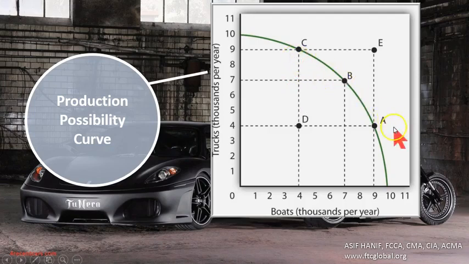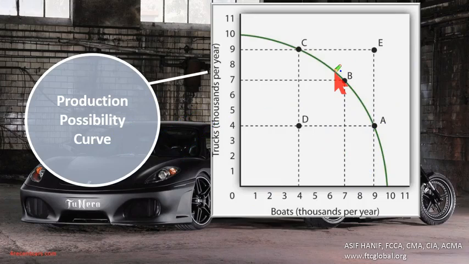Basically, each of these points on the curve shows how much of each good will be produced when resources shift from making one product to another. If we shift our production from boats to trucks, we can produce more trucks and fewer boats. This represents point B. From point B to C, we can produce more trucks and even fewer boats. Now let us try to calculate the opportunity cost in this given example.